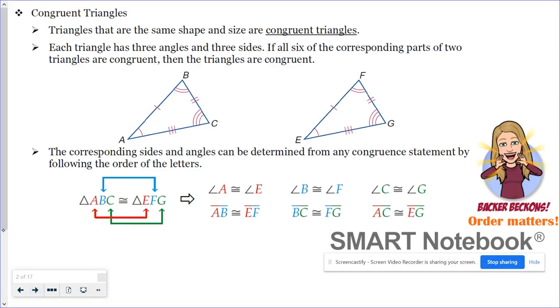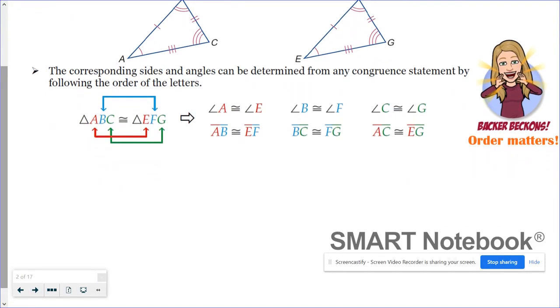Now, we can easily identify corresponding sides and angles using a congruent statement. So here we have triangle ABC is congruent to triangle EFG. The order of these letters is important because the order will tell us which pairs of angles are corresponding and thus congruent, and also which pairs of sides are corresponding and thus congruent. For example, angles A and E are congruent, and notice that A and E are the first letter in each of the triangle names.